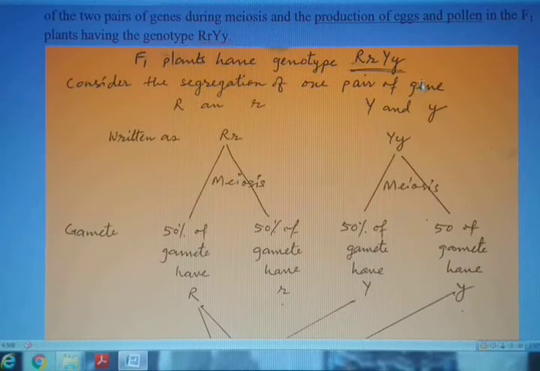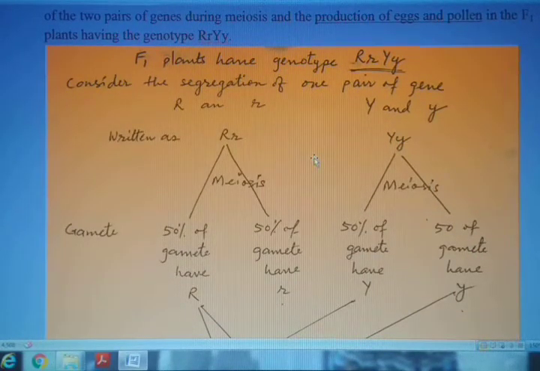Likewise, when we consider the other pair of the gene, that is capital Y and small y, on meiosis, the segregation takes place, as a result of which 50% of the gametes will have capital Y and 50% of the gametes will have small y.